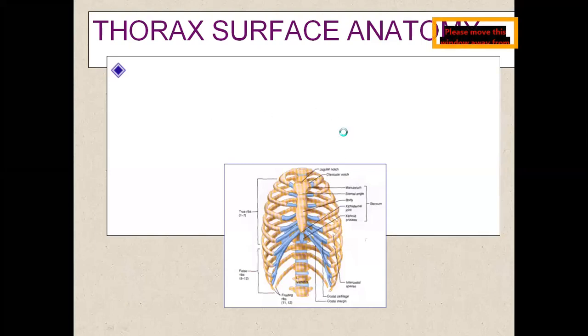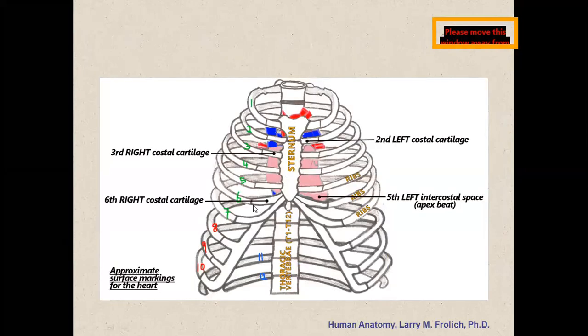About surface anatomy of thorax. So in the surface anatomy of thorax, what do we see? Let us talk about the bony things. We have the sternum in the mid part of the thorax, and on either side we have 12 pairs of ribs, right? Behind we have thoracic vertebrae numbered T1 to T12.